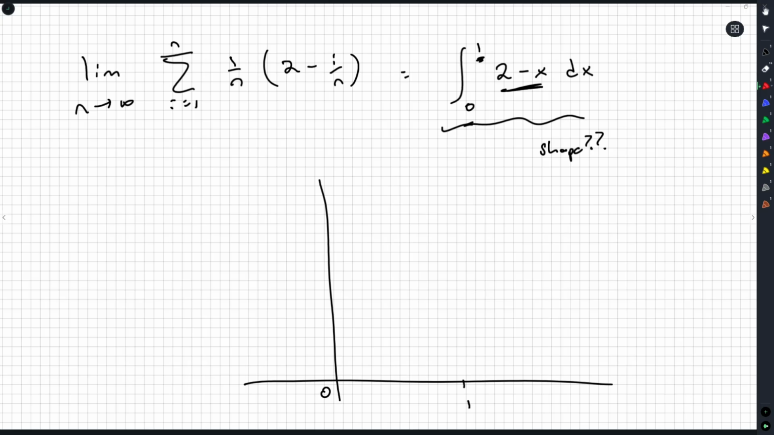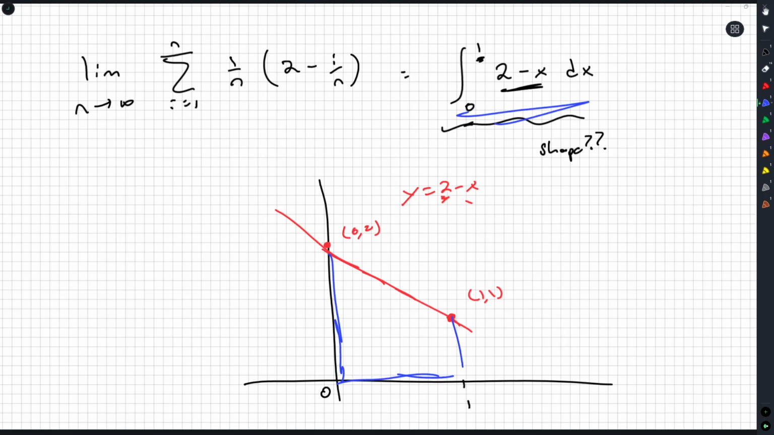So we'll graph y equals 2 minus x. Well, that's a line with y-intercept of 2 and a downward slope, so something like this. Plugging in 1, we'll see we're up here at a height of 1. So (1, 1) is a point on here, and (0, 2) is a point on here. And this definite integral just represents this area right here.